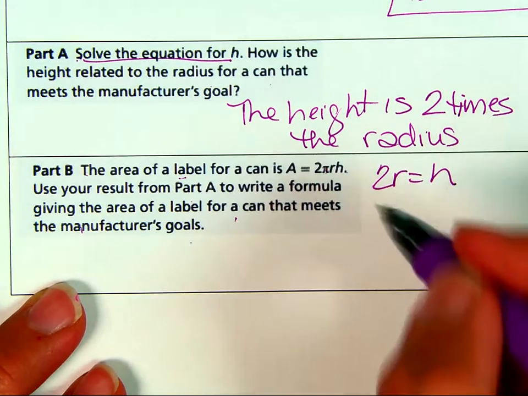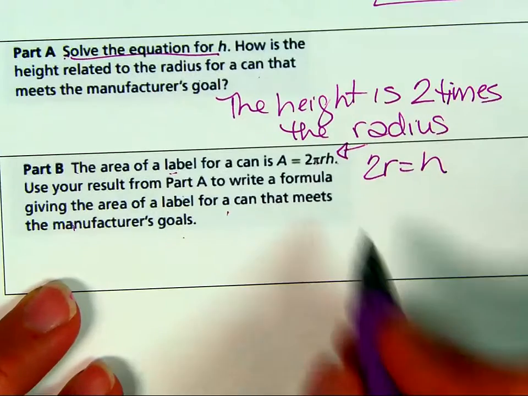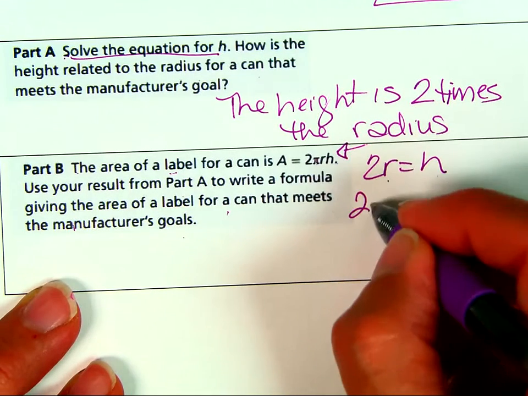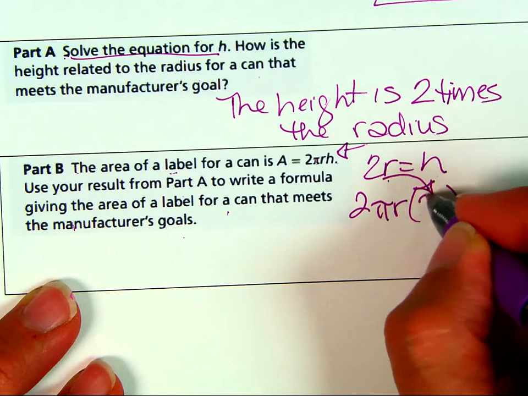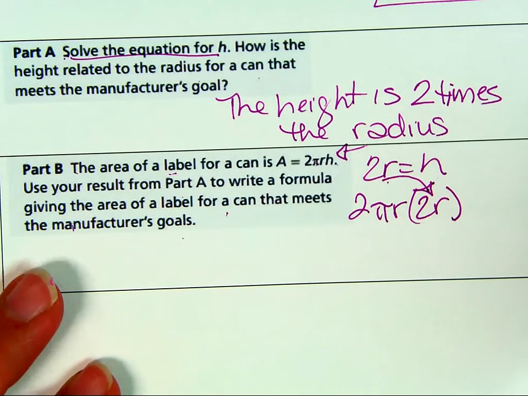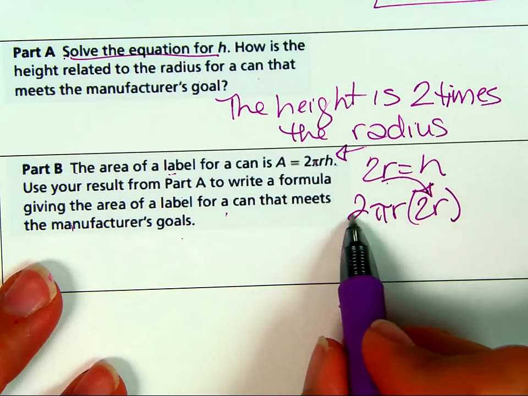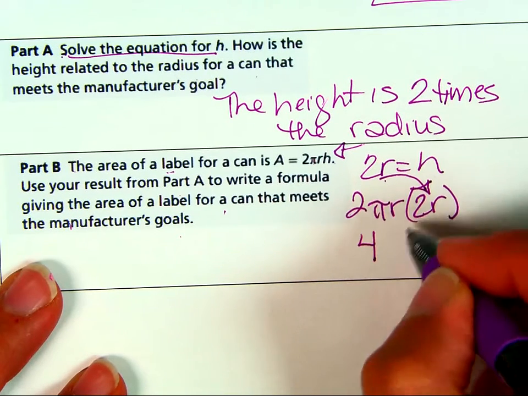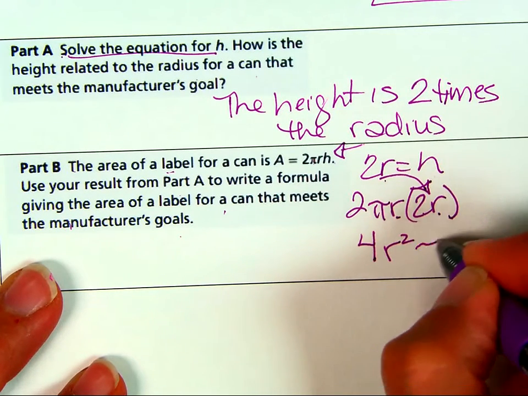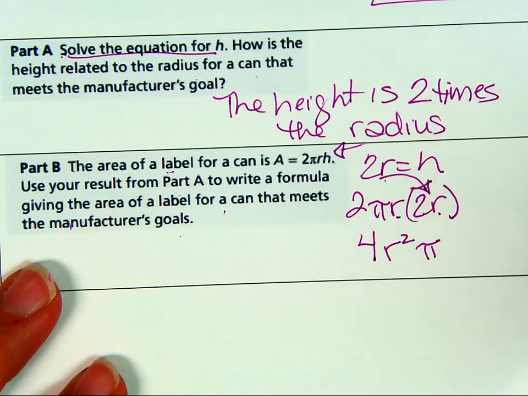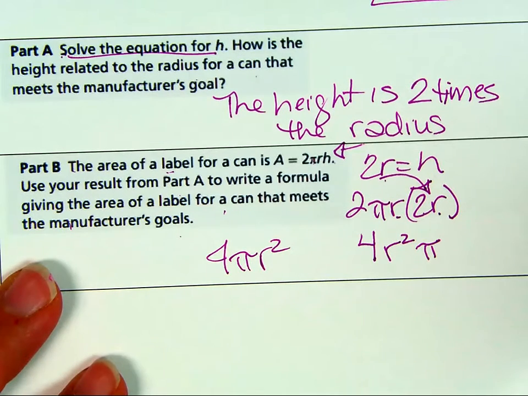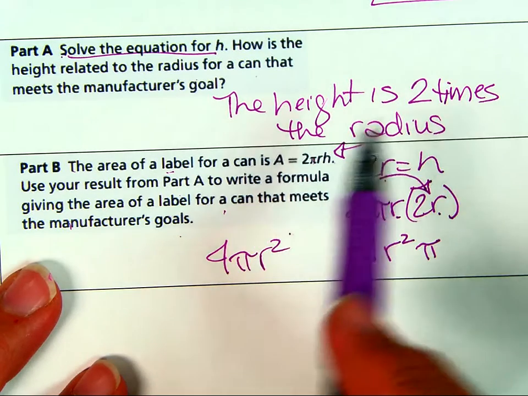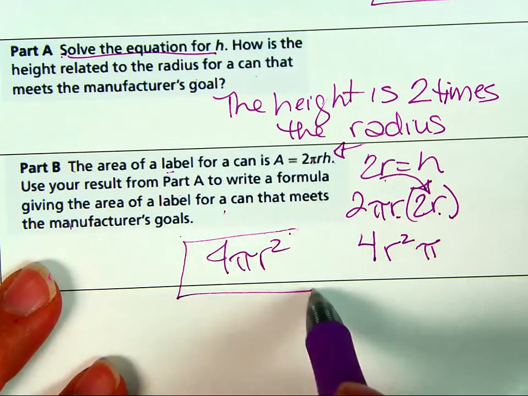So what I can do is come back up here and take out h and put 2r in. So 2 pi r times h, but instead of h, I'm substituting 2r because that would meet the manufacturer's goal. And then I simplify. What's 2 times 2? 4. R times r is r squared, and then I have pi. So 4r squared pi, or you could also write it 4 pi r squared. Either one works. But that is the little formula that would help us maximize our volume and minimize our metal.